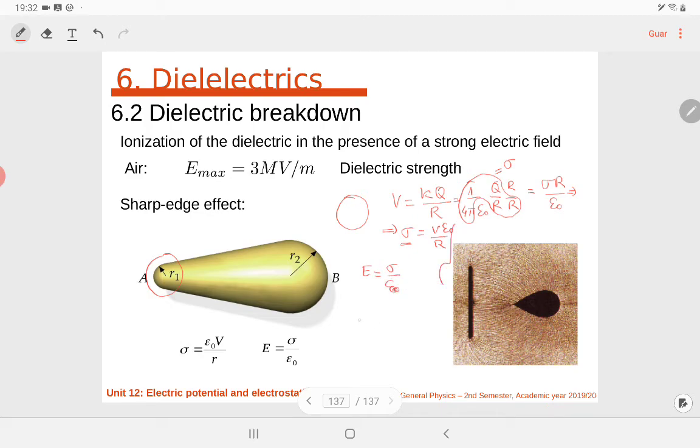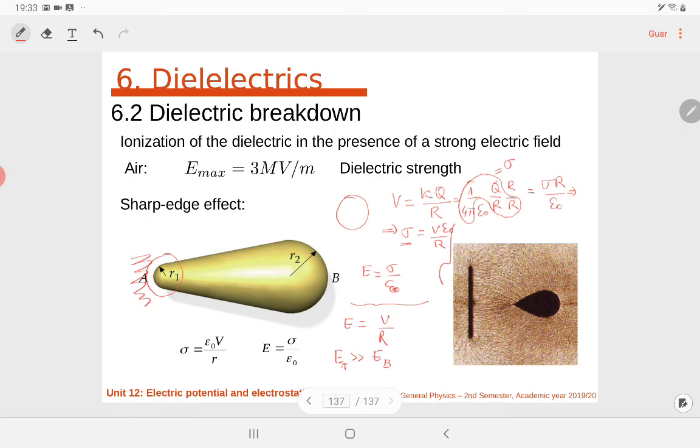So this tells you that E is going to be equal to V divided by R. At both sides, A and B, the electric potential is the same, but R is much smaller in region A than in region B. So the electric field in region A is going to be much bigger than the electric field in region B. And this explains why the electric breakdown is more easily accomplished at a sharp edge than at a less sharp edge.